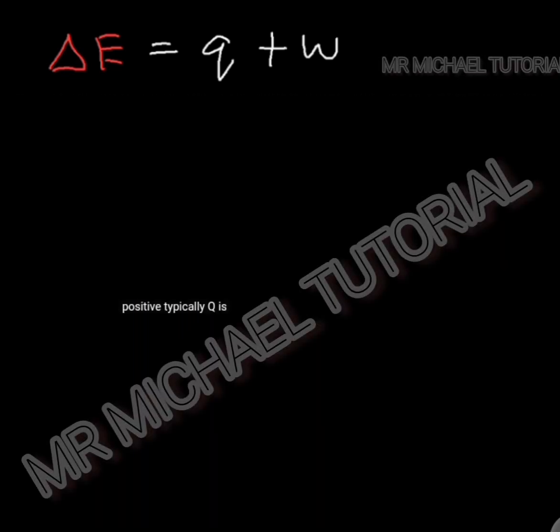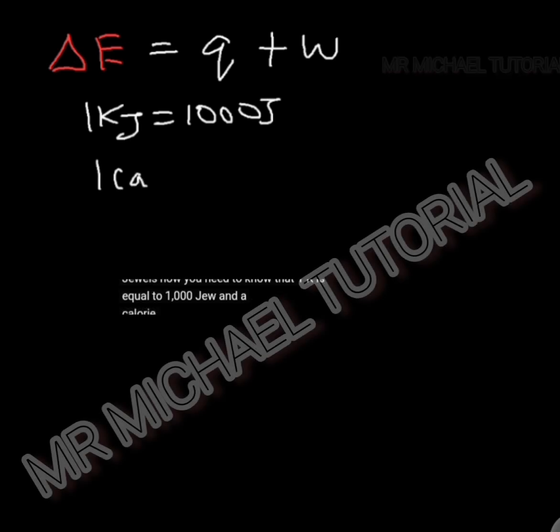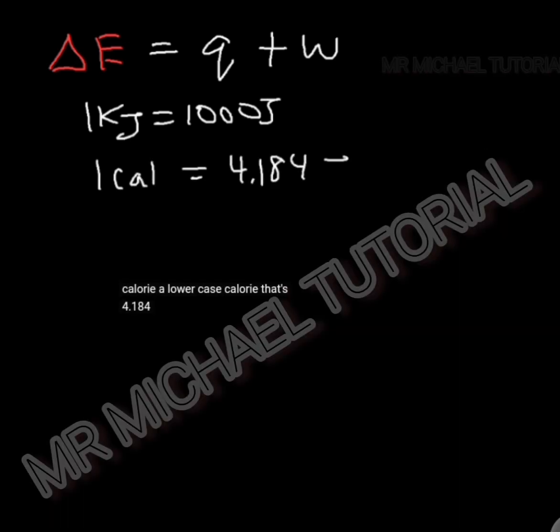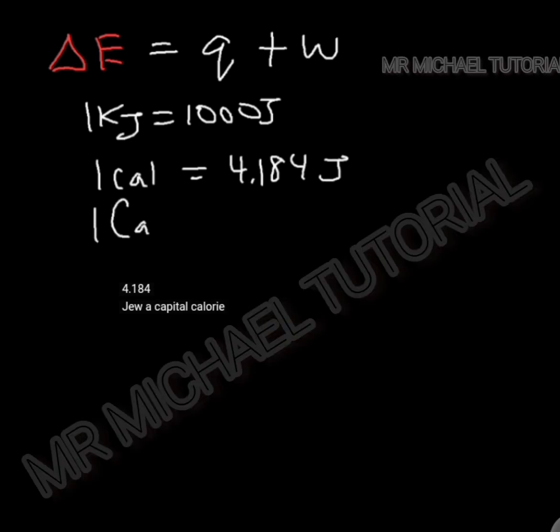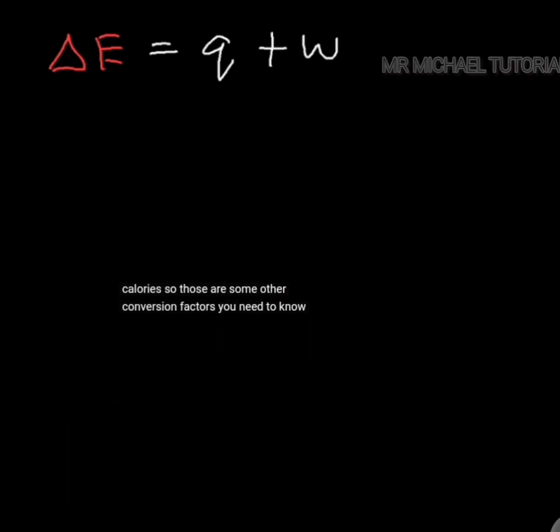Typically, Q is measured in joules. Now you need to know that 1 kilojoule is equal to 1,000 joules. And a calorie, a lowercase calorie, is 4.184 joules. A capital calorie is 1,000 lowercase calories. So those are some other conversion factors you need to know.